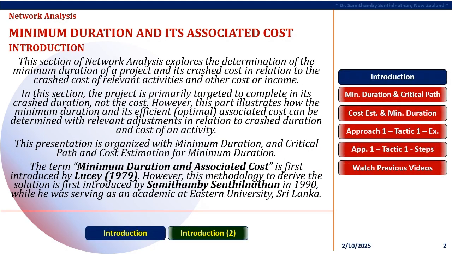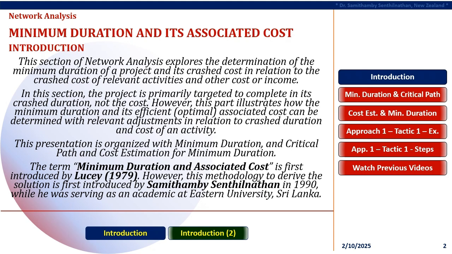Introduction. This section of network analysis explores the determination of the minimum duration of a project and its crashed cost in relation to the crashed cost of relevant activities and other cost or income. In this section, the project is primarily targeted to complete in its crashed duration, not the cost. However, this part illustrates how the minimum duration and its efficient, optimal, associated cost can be determined with relevant adjustments in relation to crashed duration and cost of an activity.